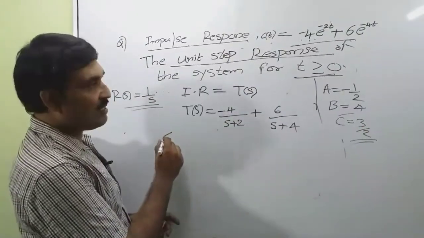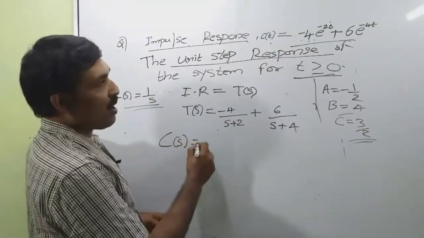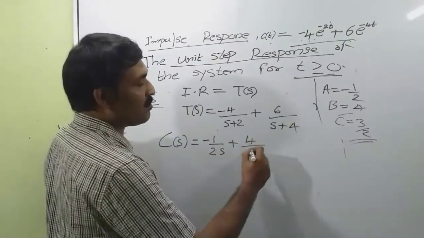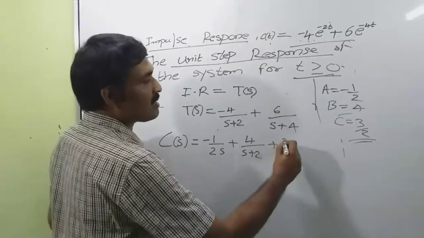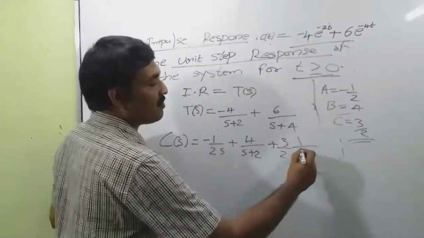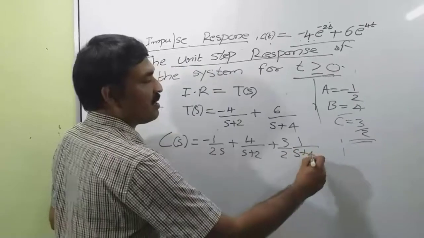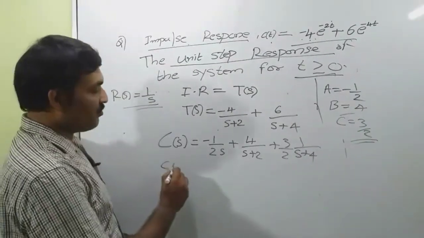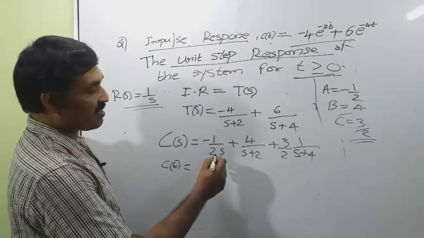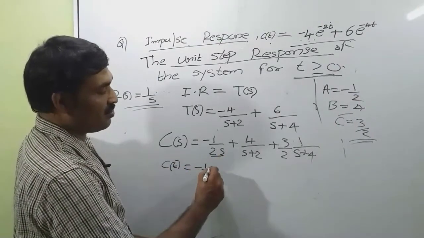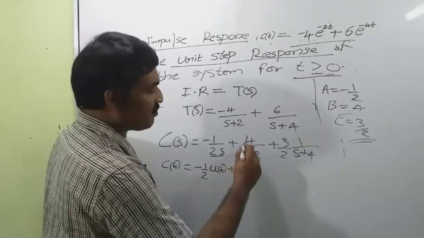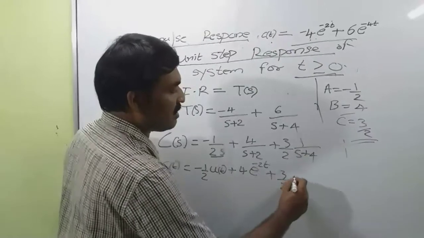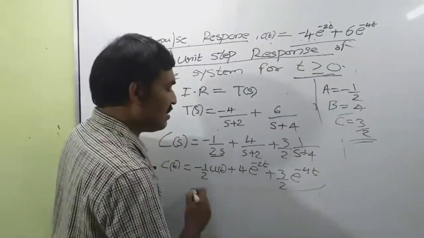So we can write C(s) is equal to A, that is minus 1 by 2 into 1 by s, plus B is 4, 4 divided by (s plus 2), plus 3 by 2 into 1 by (s plus 4). Now take the inverse Laplace transform. So we will get the response c(t). So c(t) is equal to, the inverse Laplace transform of this term is minus 1 by 2 into u(t) plus 4 into e raised to minus 2t plus 3 by 2 into e raised to minus 4t. This is the step response.